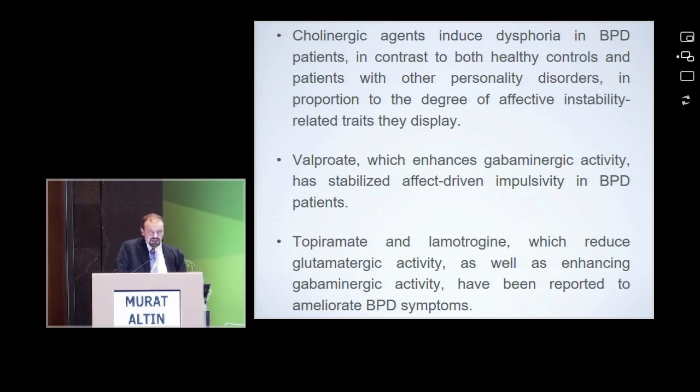This is the basic system. GABAergic activity is being enhanced, and topiramate and lamotrigine, which reduce glutamatergic activity as well as enhancing GABAergic activity, have been reported to ameliorate BPD symptoms.